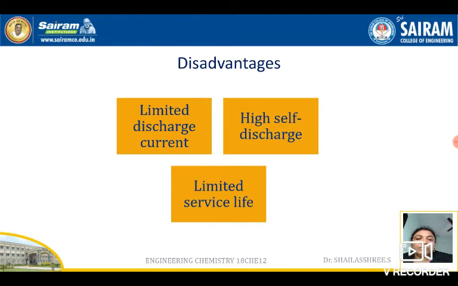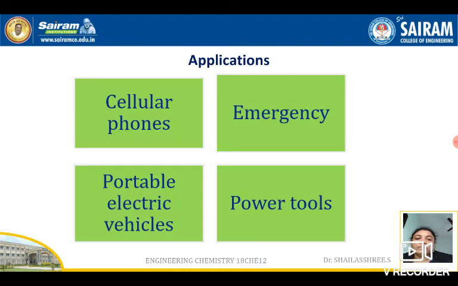Coming to the disadvantages, limited discharge current will be there, high self discharge may happen, and limited service life is there. These are a few disadvantages of the battery. Coming to the applications, these batteries are generally used in cellular phones and emergency services, and in electronic power tools. A different application is that the nickel metal hydride battery is generally used in portable electric vehicles. Electric two-wheelers are there now, and usually the metal hydride battery is used in them.